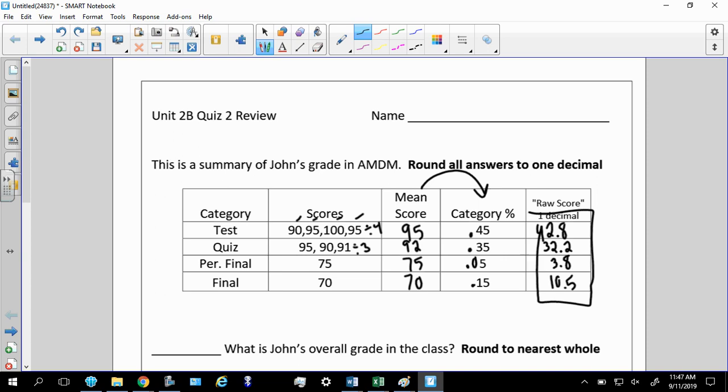So if I was going to figure out what his overall grade is, I would just take all my raw scores and just add them up. And I get an 89, rounded to the nearest whole.